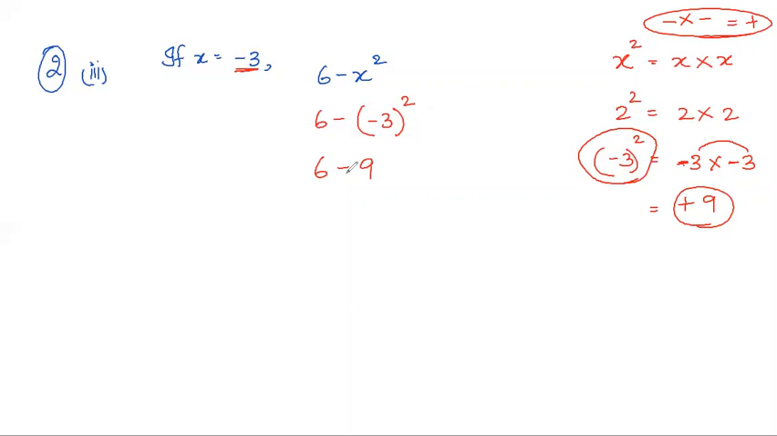9. 6 minus 9. So when there is a subtraction sign, what should we do? We should do a subtraction and then put the bigger number's sign. This is plus 6 and this is minus 9. So I will do 9 minus 6, which is equal to 3. And which one's sign is bigger? 9's sign is bigger. So the answer will be what? Minus 3 for this one. So what is the value of 6 minus x squared? 6 minus x squared is equal to minus 3. Got this clear?